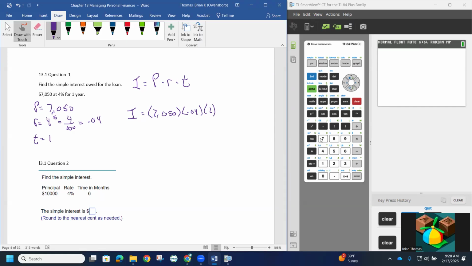So I'm going to use my calculator and just type in 7,050. So notice how we don't need a fancy calculator here. Any little calculator can do. Times 0.04 times then 1. Of course, multiplying by 1 doesn't do anything. So we end up with then our interest is going to be $282.